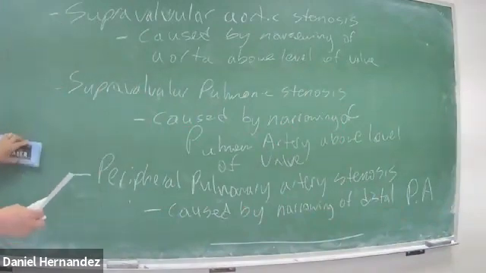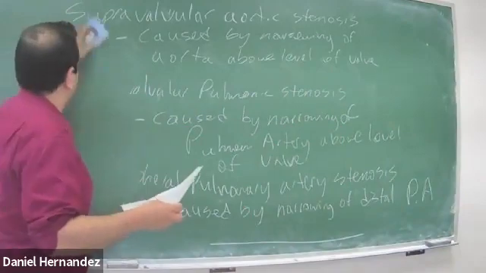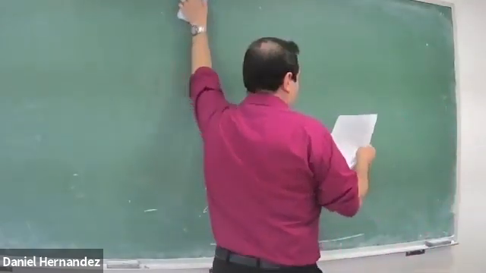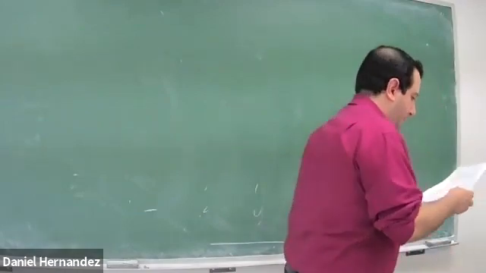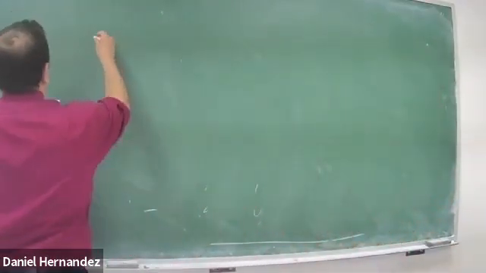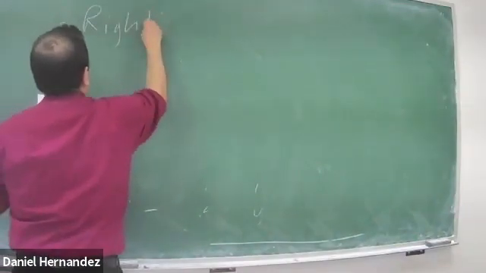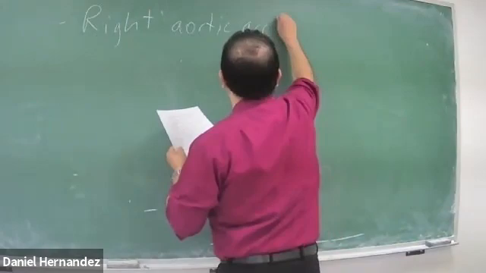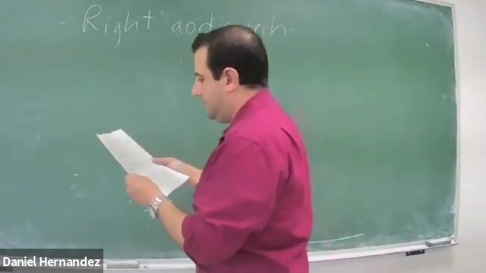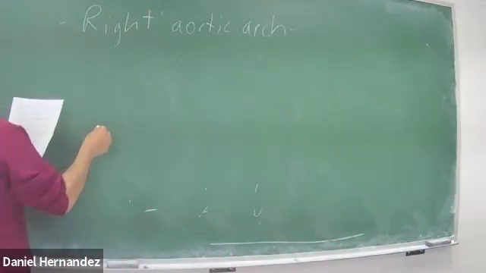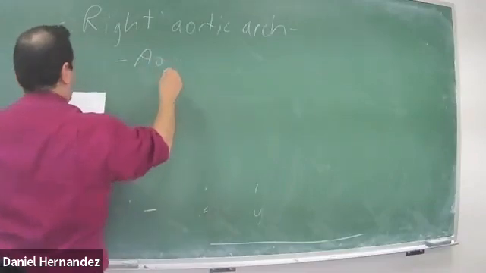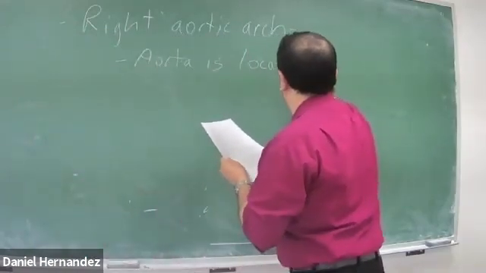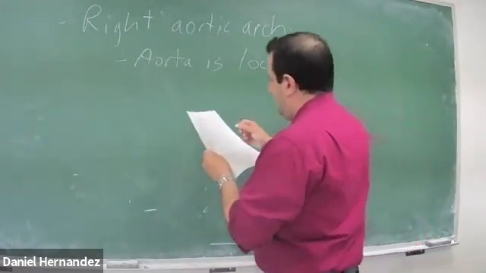You can also have some conditions that affect the aortic arch. So something called a right aortic arch. In this condition, the aorta is located to the right of the trachea.